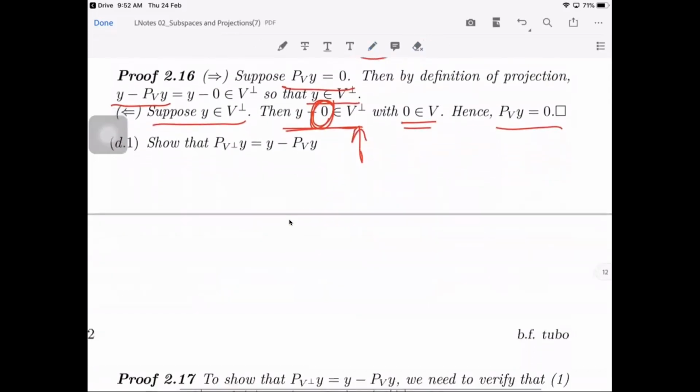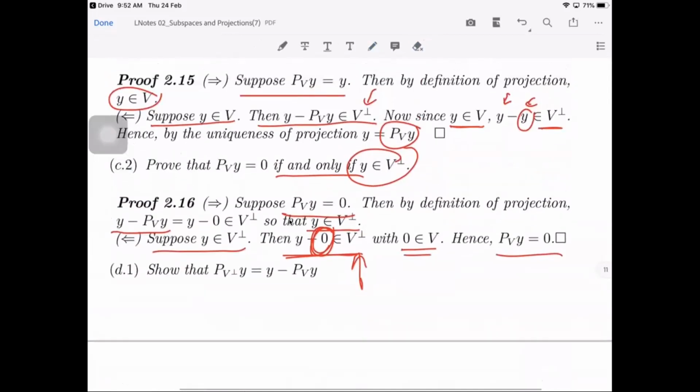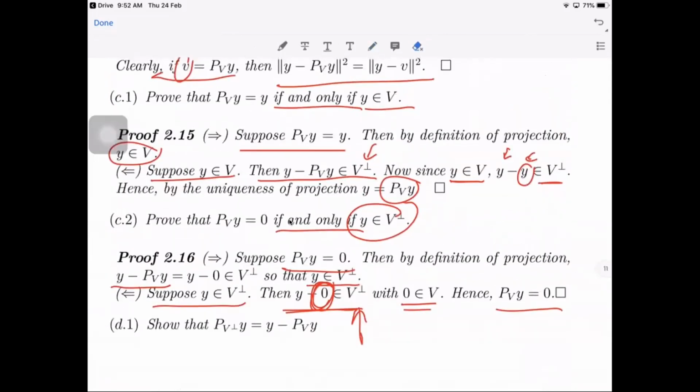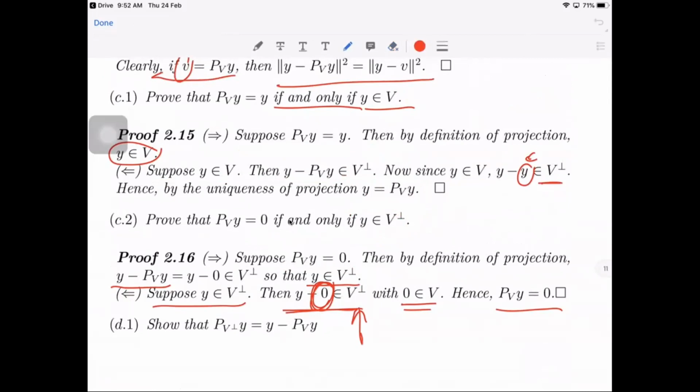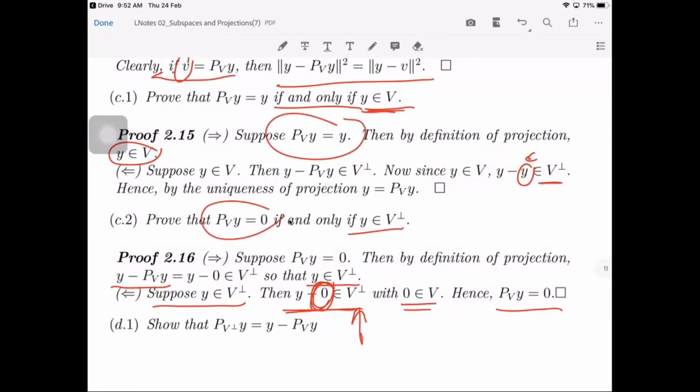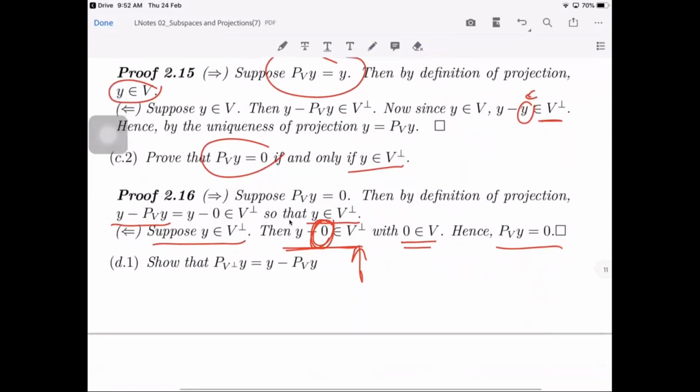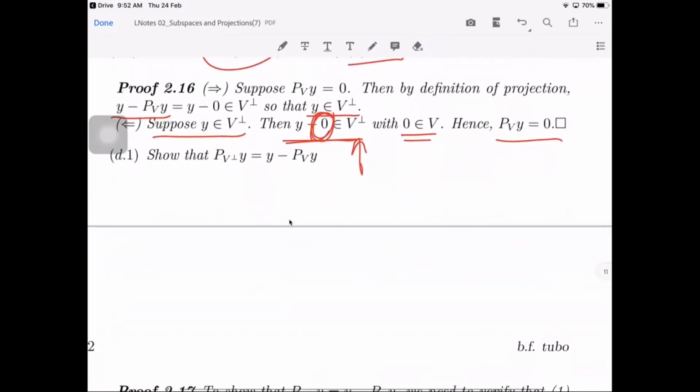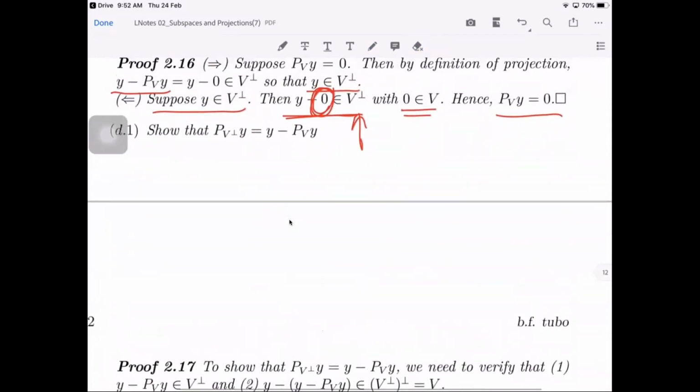So this is straightforward. So what is this result telling you? If your y is the projection, then y is in V, or vice versa. If your projection is 0, then y is in V perp. Or if y is in V perp, the projection is 0. Next.